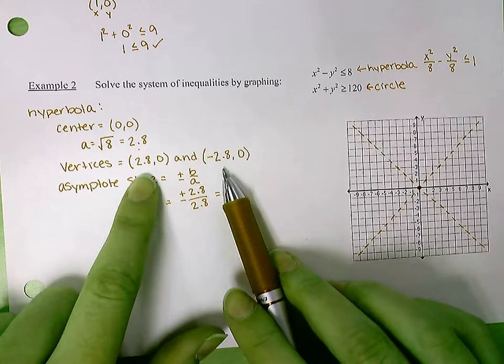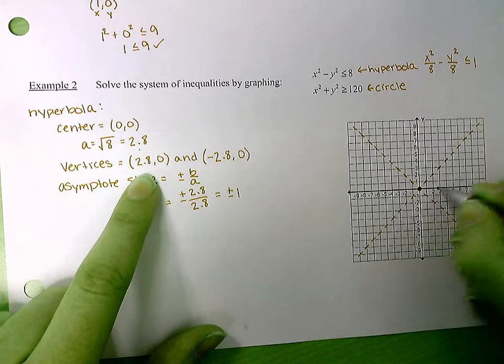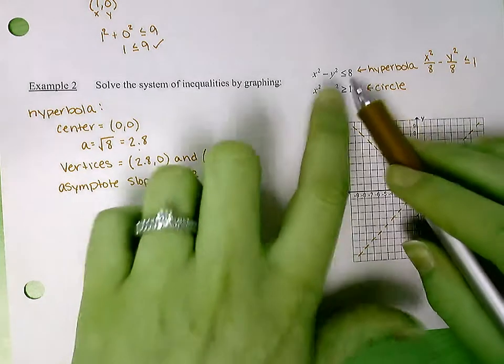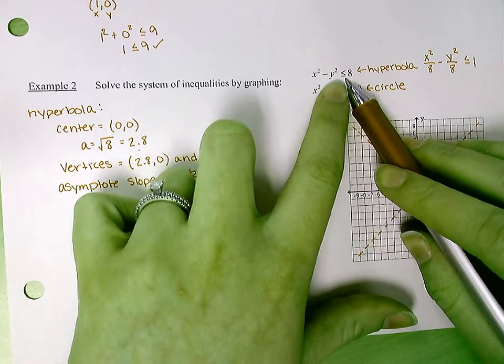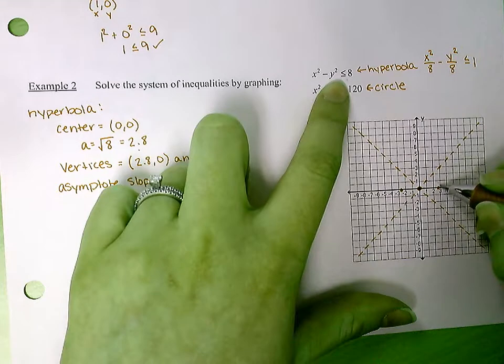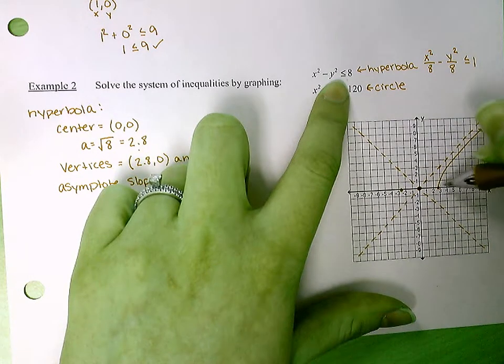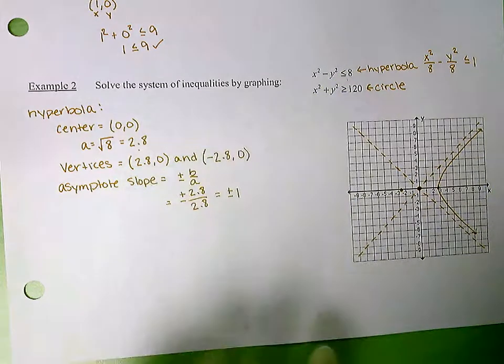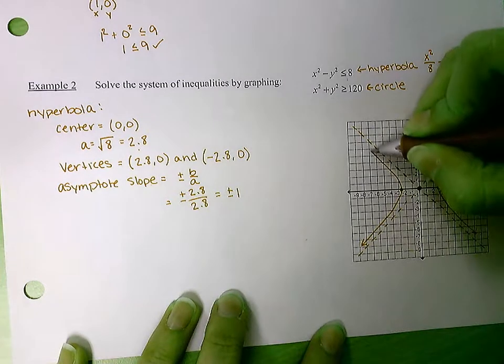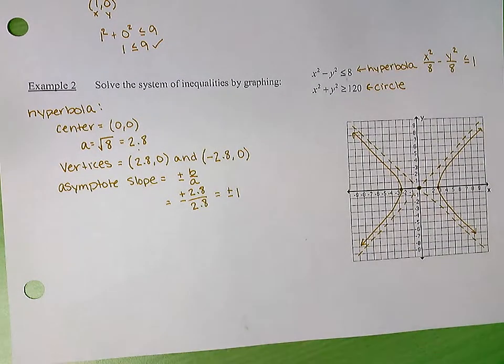Next, I need to plot my vertices, so at 2.80 and negative 2.80. Then, before I draw in the hyperbola, I need to look at my inequality. It is less than or equal to. Since it has that equal to piece, I can draw a solid line for my hyperbola. Okay, so that's graphing my hyperbola.